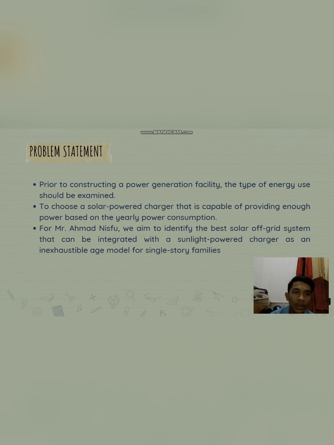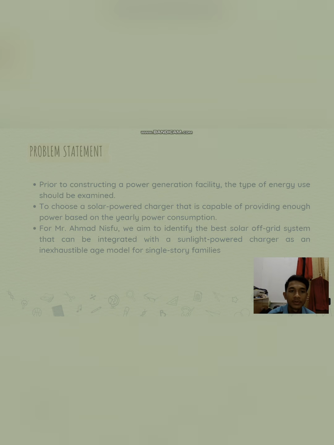Today I will talk about the problem statement for our project. The problem statement is that we have to construct a power generation facility and the type of energy used should be examined. Second, we have to choose a solar power charger that is capable of providing enough power based on the yearly power consumption. For Mr. Manisfu, we aim to identify the best solar off-grid system that can integrate with a sunlight power charger for a single-story family house.